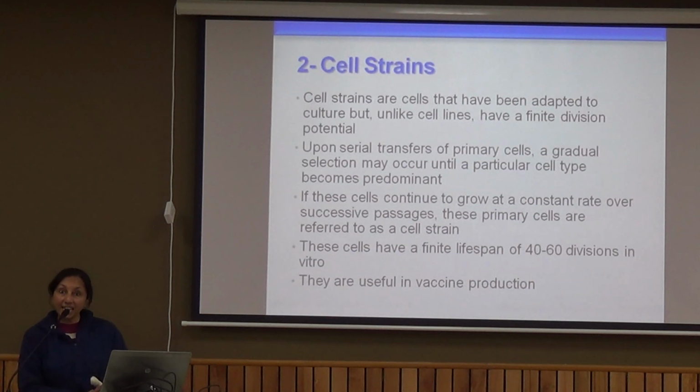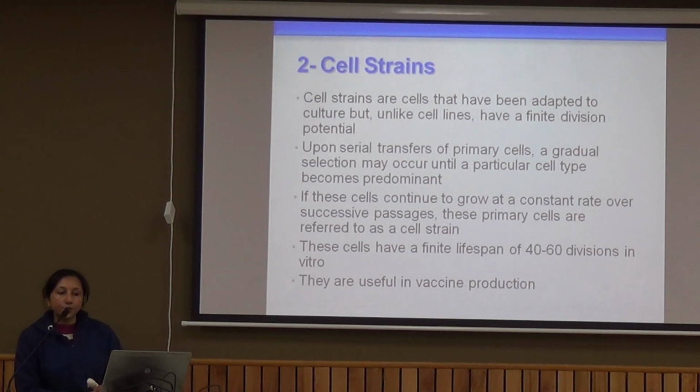Now, cell strains, the second type. Cell strains are the cells that have been adapted to culture. But unlike cell lines, they have a finite division potential. That is, they can divide up to a limited number of divisions, but more than the first one. Upon serial transfers of primary cells, a gradual selection may occur until a particular cell type becomes predominant. That is, when we start growing a mixture of cells, a particular type of cell has more predominance finally.